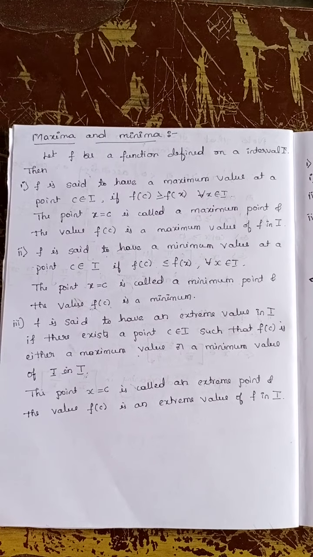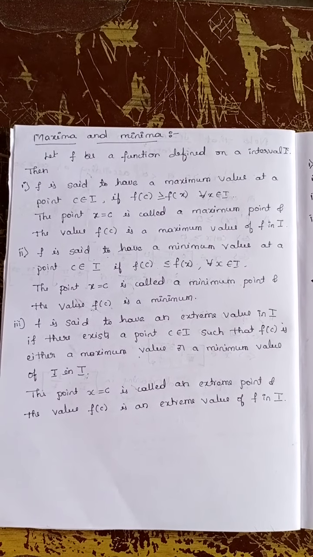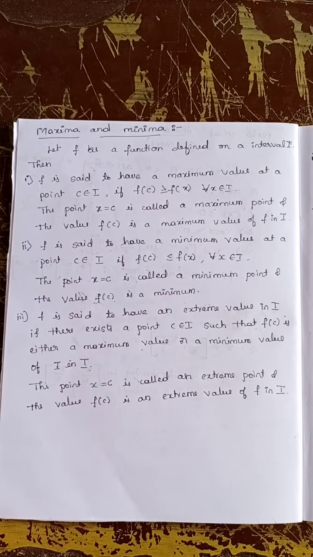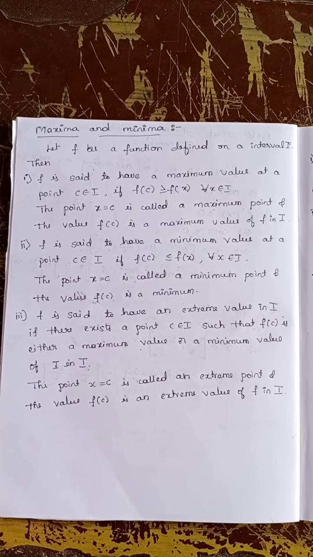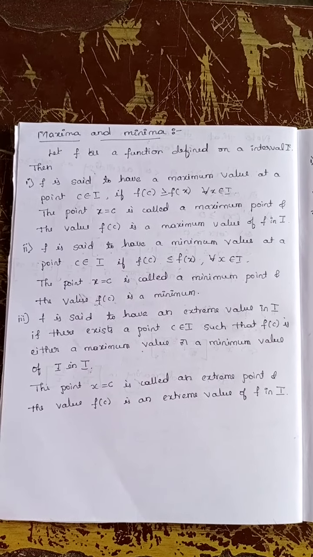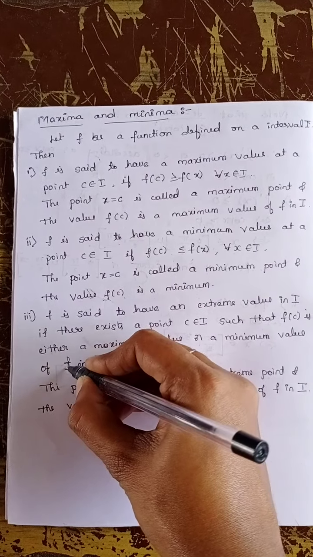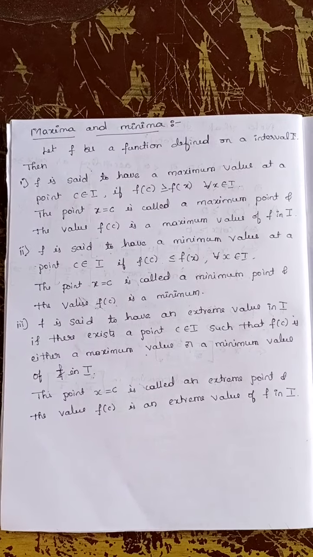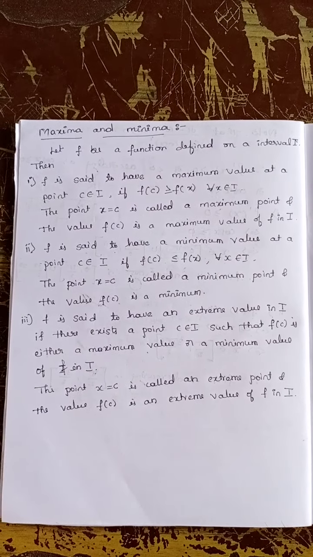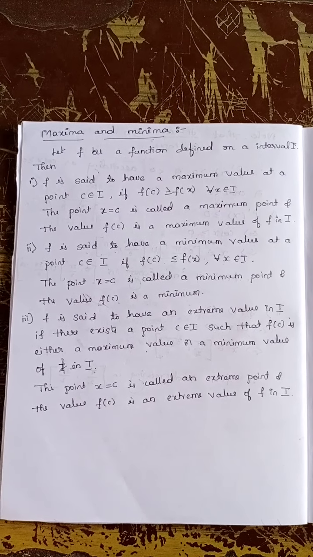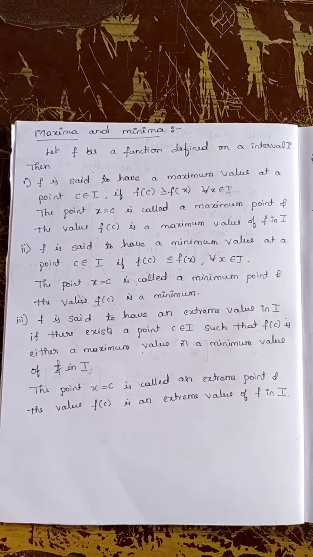And f is said to have an extreme value in I if there exists a point c in I such that f of c is either a maximum value or a minimum value of f in I. That means if either a maximum or a minimum is present for a given function, then we say that it has an extreme value. The point x equal to c is the extreme point. The value of f of c is the extreme value of f in I.